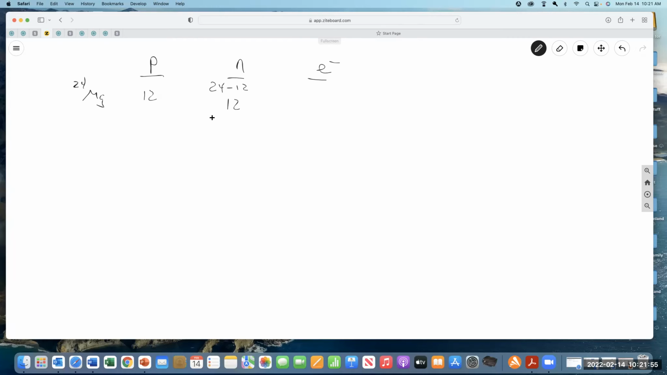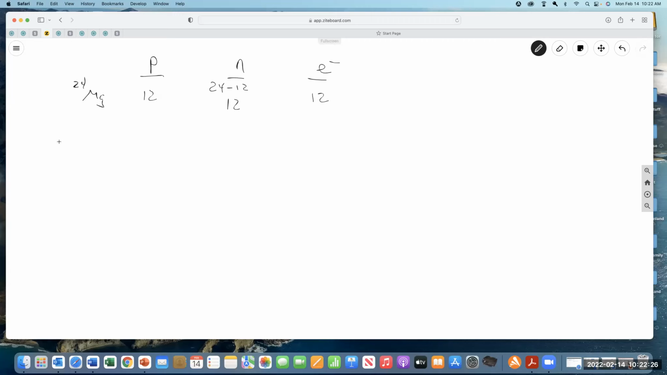Remember when you were in second grade and you learned how to subtract, and they gave you problems like, Johnny has 15 apples and oranges. If 6 of them are apples, how many are oranges? And you'd say 9, right? Well, magnesium has 24 protons and neutrons. If 12 of them are protons, the other 12 must be neutrons. This has 12 electrons because it has no net charge.